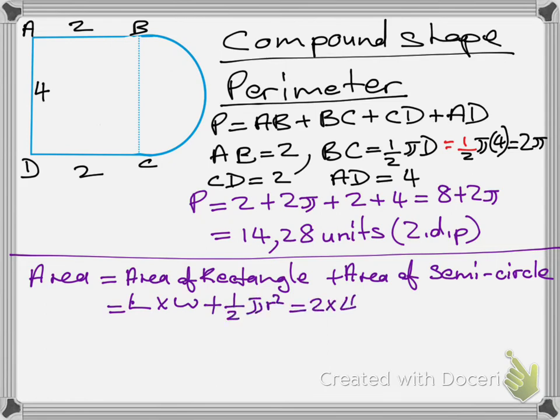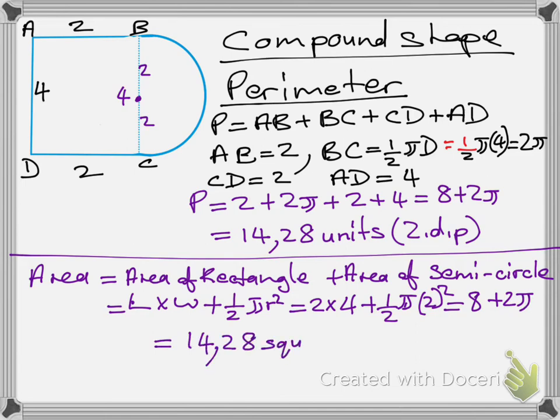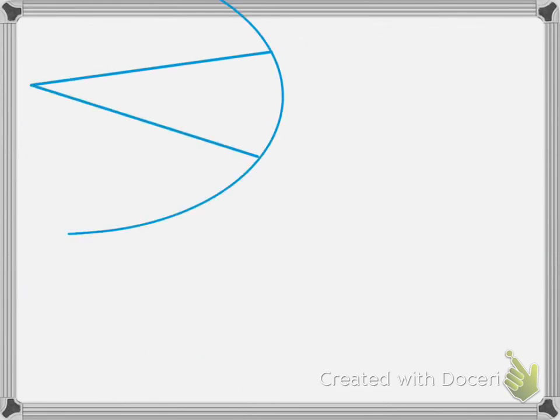So this will give us 2 times 4, which is length times width, and then half pi r squared. Remember, the radius is half the diameter, so the radius is 2, which gives us 8 plus 2 pi, which if we punch into a calculator, it gives us a figure of 14.28 square units, rounded off to 2 decimal places.